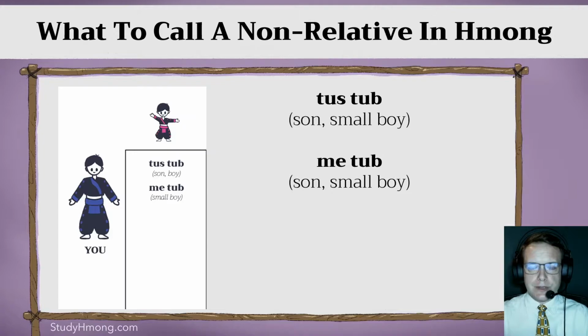We're going to assume that now you've run into a small child that is a boy. You have a couple options. One of them is to, adding the classifier before it, tu or tutu, and that is like saying son or small boy. A slightly more affectionate term, you could call them me tu, me tu. That word me means little, so it's like saying little boy.